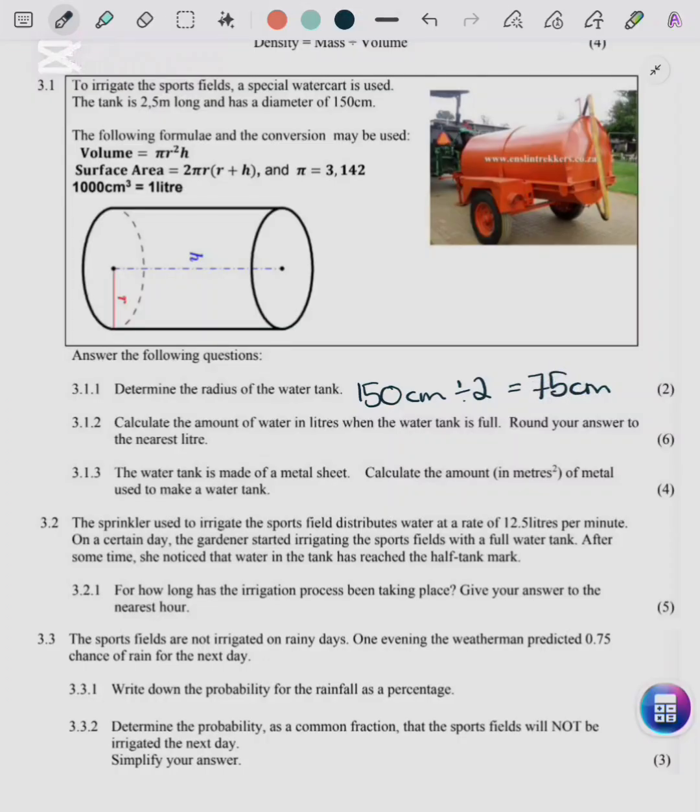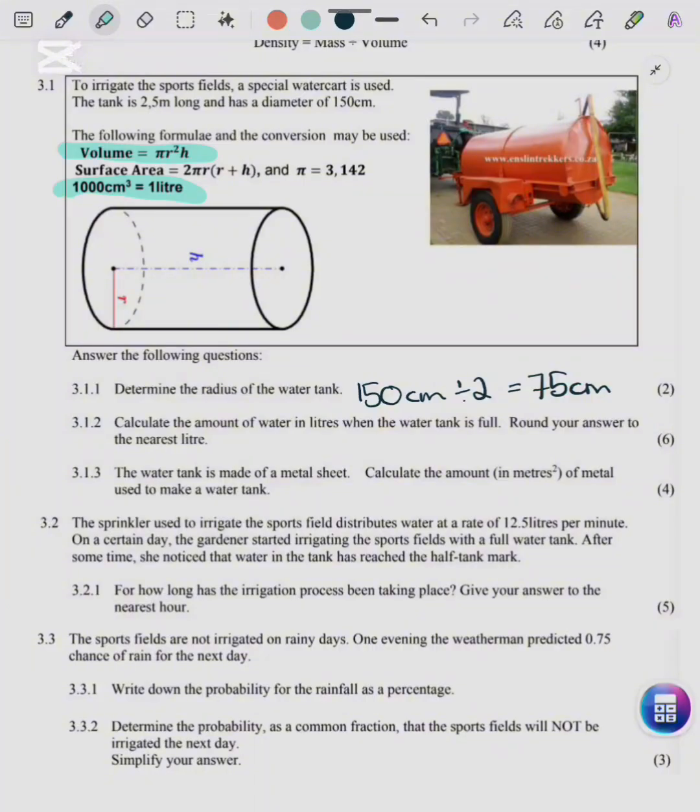Then they say calculate the amount of water in liters when the tank is full. Round your answer to the nearest liter. And it's 6 marks, so that tells us it's going to be quite a bit of a calculation. So if we're talking about amount of water in liters, let's see what we know about liters in our question. Well, we told liters is 1,000 centimeters cubed. That means it's going to relate to volume because it's centimeters cubed, not squared. So that tells me I'm going to need to use my volume formula as well.